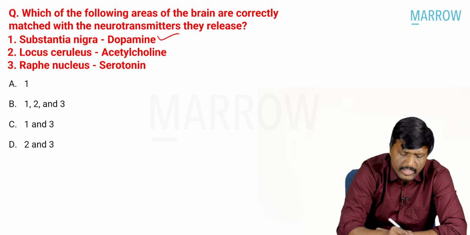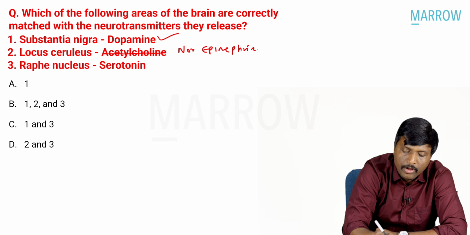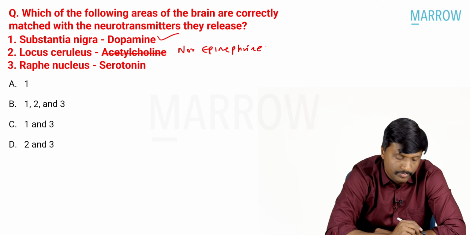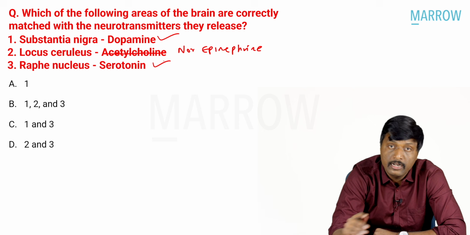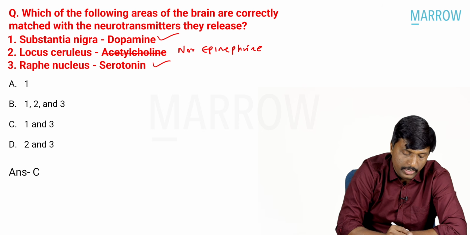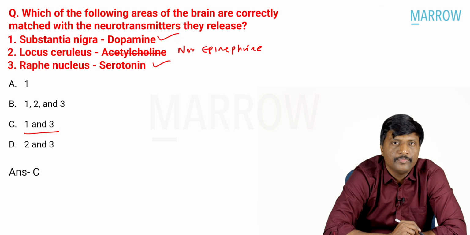Locus coeruleus, always remember, it is not acetylcholine, most importantly, it is norepinephrine. Raphe nucleus, definitely it is serotonin. So 1 and 3 look correct, so 1 and 3. Locus coeruleus is for norepinephrine.